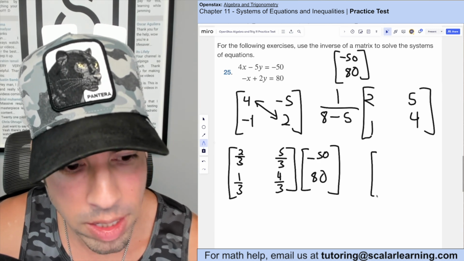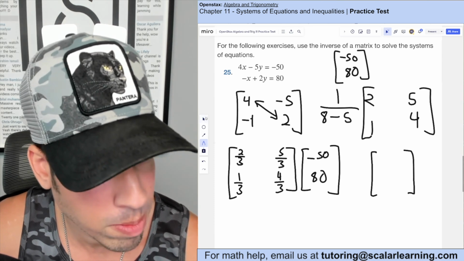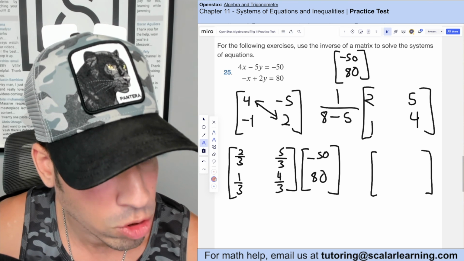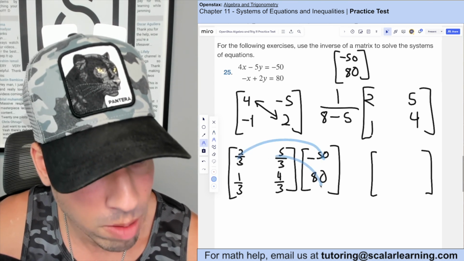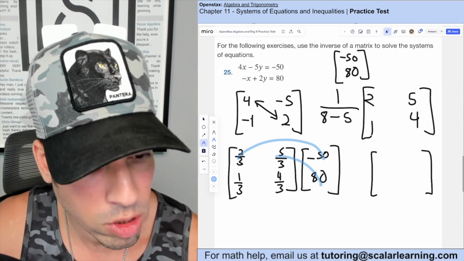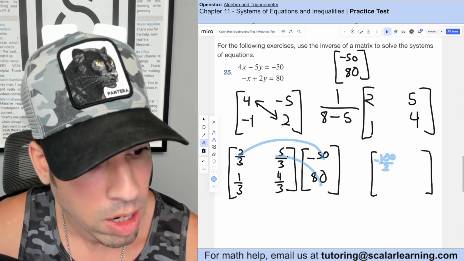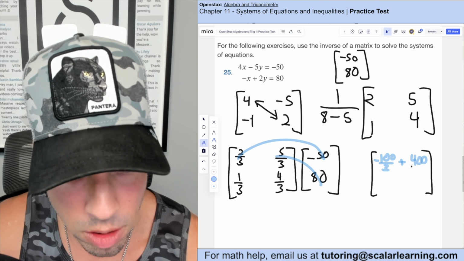Okay. And what we're going to get is we're going to get a similar matrix like this in those same dimensions, but I'm going to expand it out a little bit so we have a little bit of room to write in what we got to do. So first we're going to multiply this matrix. We go this times this plus that times that. So 2/3 times -50 is -100 thirds. And then 5/3 times 80 is 400 thirds.